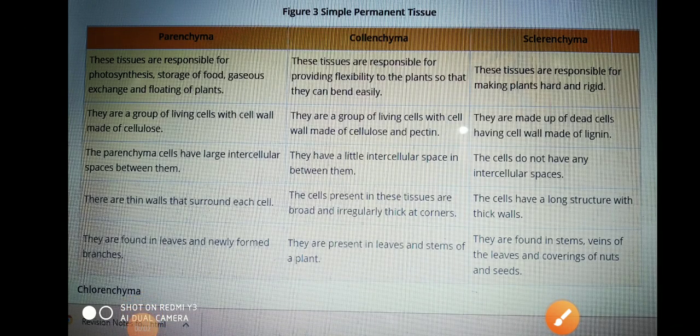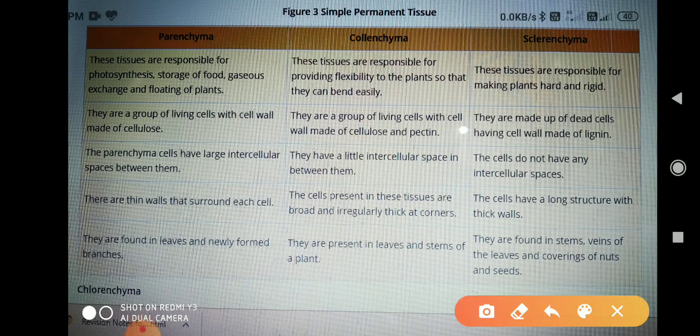Now see the difference between these three: parenchyma, collenchyma, and sclerenchyma. The first one, parenchyma, is responsible for photosynthesis, storage of food, gas exchange and floating of the plant. Collenchyma is responsible for flexibility of the plant part or helping in bending. Sclerenchyma is responsible for giving mechanical strength to the plant, or we can say it makes the parts hard and rigid.